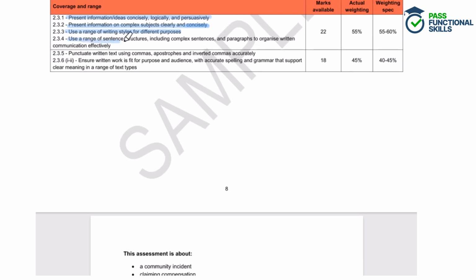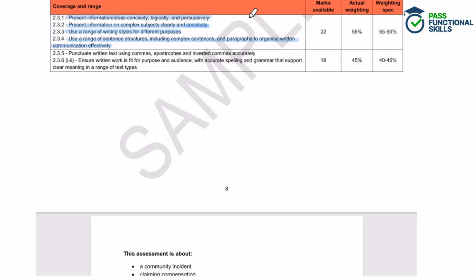And finally, we need to use a range of sentence structures, including complex sentences and paragraphs, to organise written communication effectively. This means that we need to be using both short and longer sentences. So standalone sentences and sentences that connect different ideas together within them using connectives or commas. We also need to make sure that we're using paragraphs in our answers.